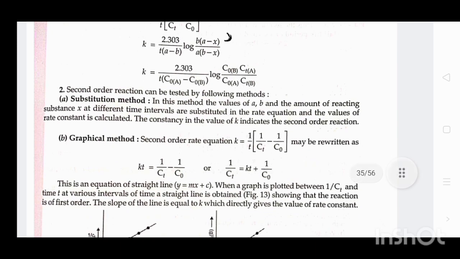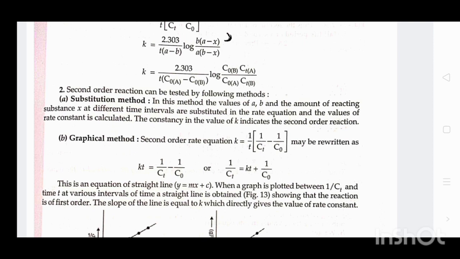A second-order reaction can be tested by the following methods. First is the substitution method. In this method, the values of a and b and the amount of reacting substance x at different time intervals are substituted in the rate equations, and the value of the rate constant is calculated. The constancy in the value of k indicates a second order reaction.